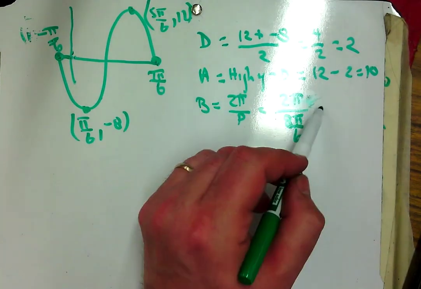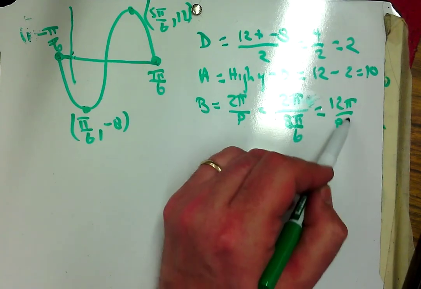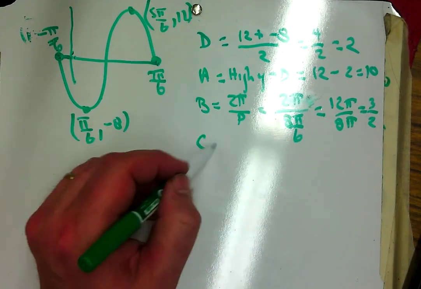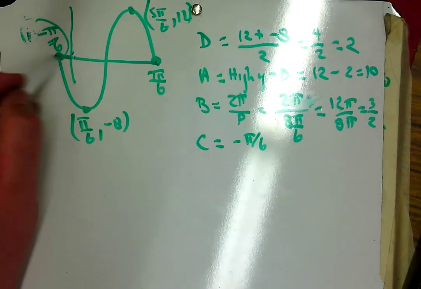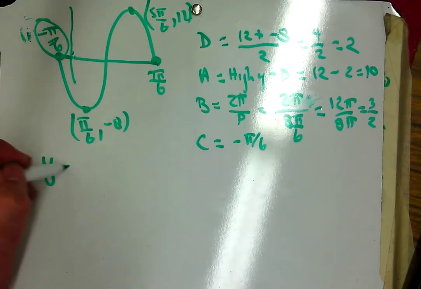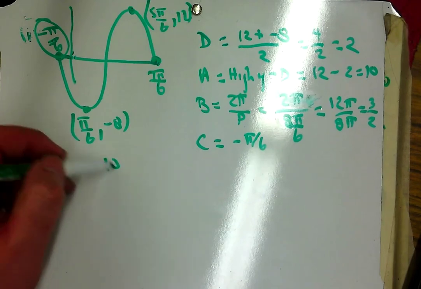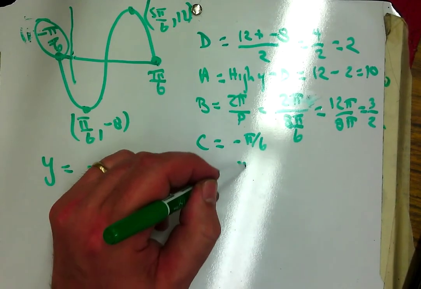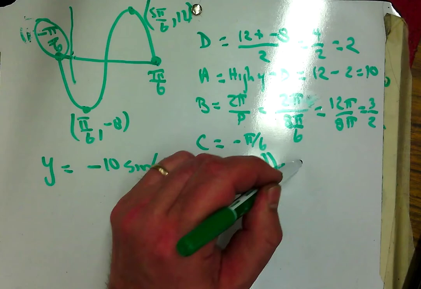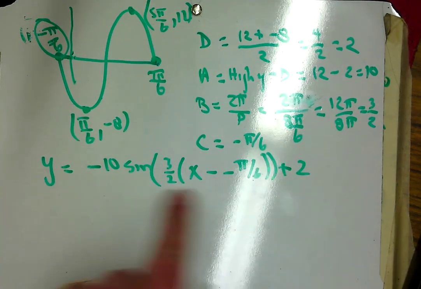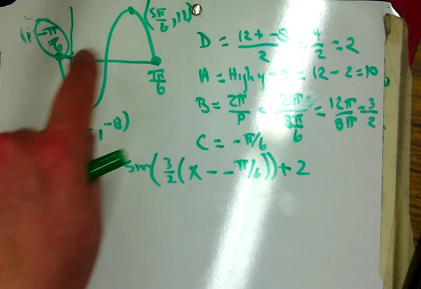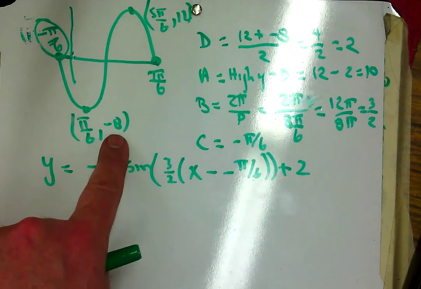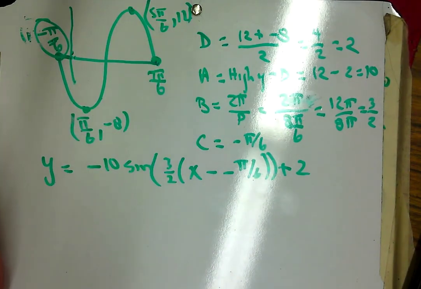Okay, so if I do the flip and multiply, I get 12 pi over 8 pi, or 3/2 for the b value. And finally, c is negative pi over 6, because that's where our graph is starting. So y equals negative 10 sine 3/2 x minus a minus pi over 6 plus 2. Okay, and then you're welcome to graph that and make sure it passes through these points. The easiest way to check is to set your viewing window so that it goes x min to x max, y min to y max, and see that it fits right inside.